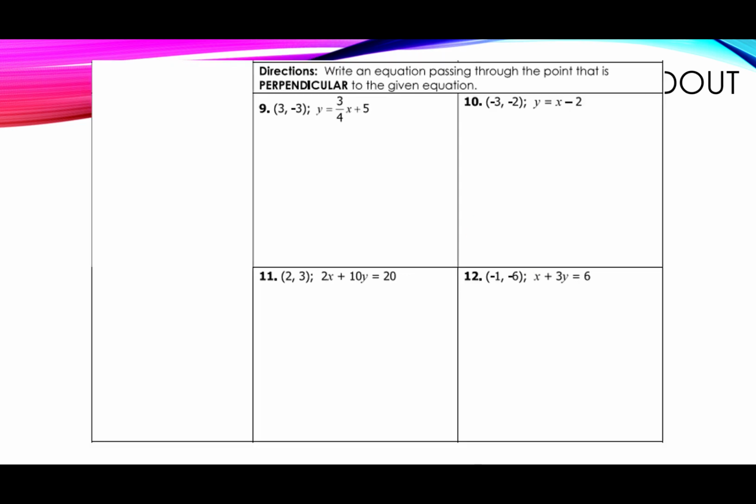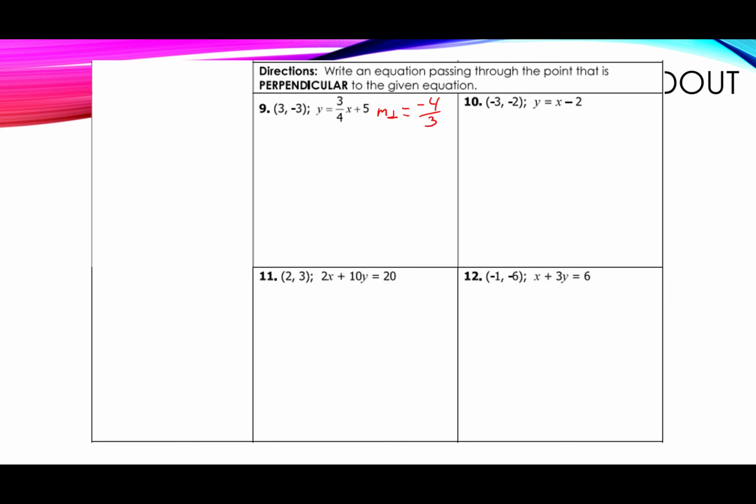All right. So now perpendicular. First, I need to find my perpendicular slope. Well, what's my original slope? Hopefully you guys said 3/4. So what is the negative reciprocal of that? Pause if you need to. Hopefully you said negative 4/3.